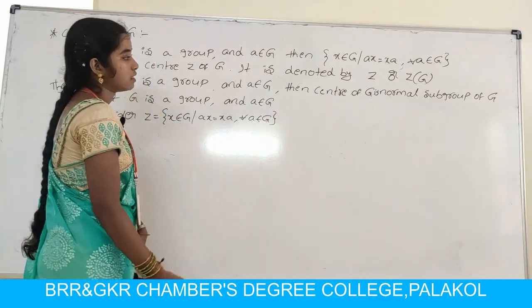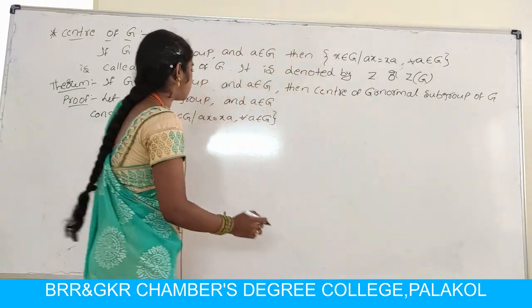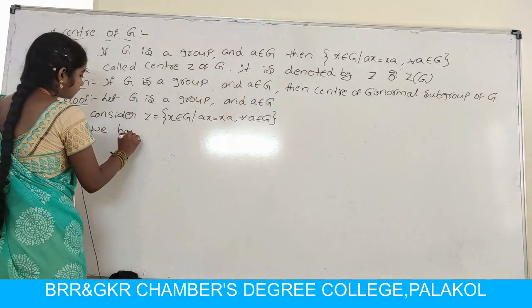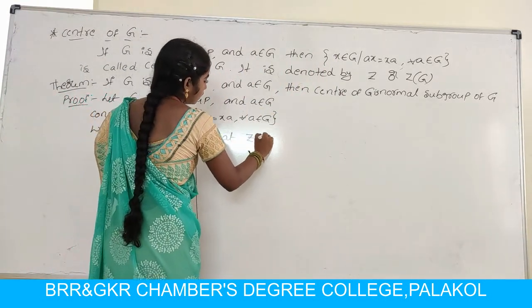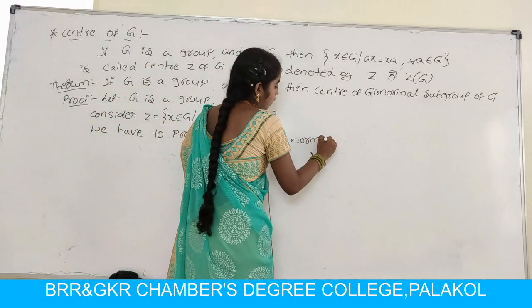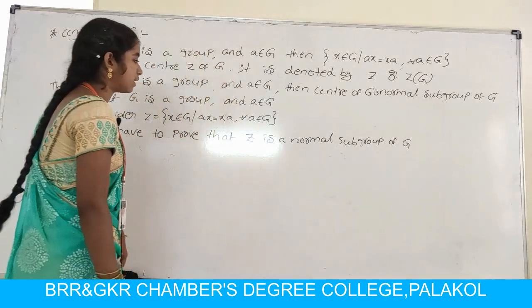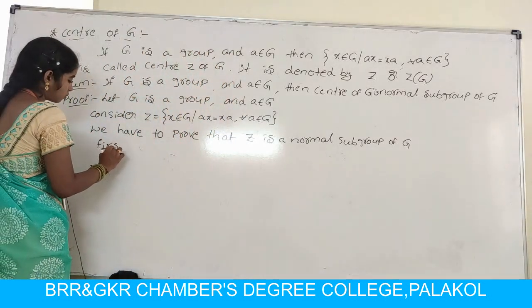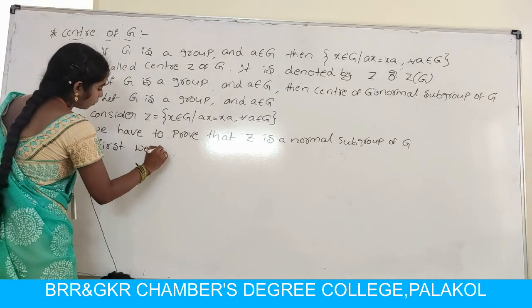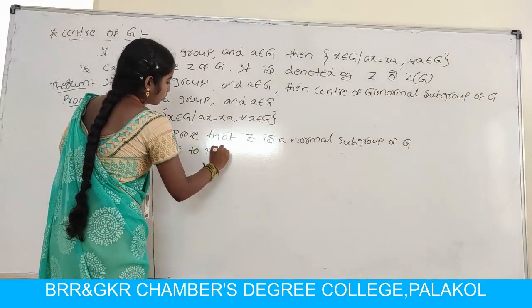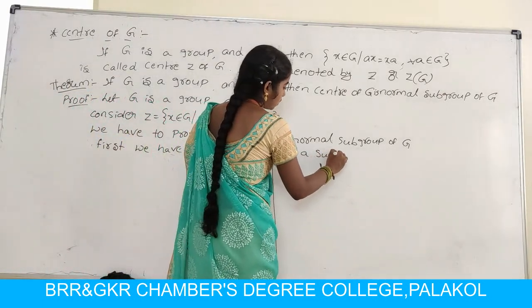We have to prove that the center of Z is a normal subgroup of Z. So first we have to prove that Z is a subgroup of Z.